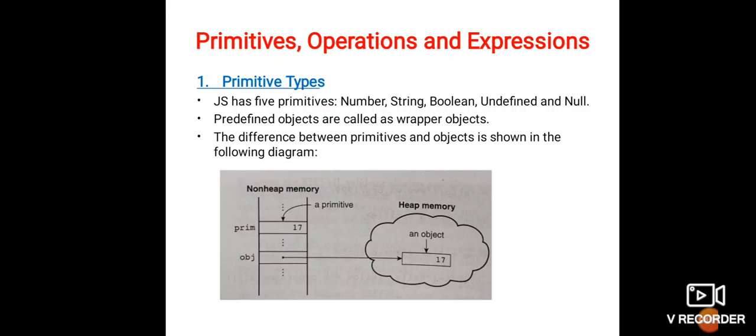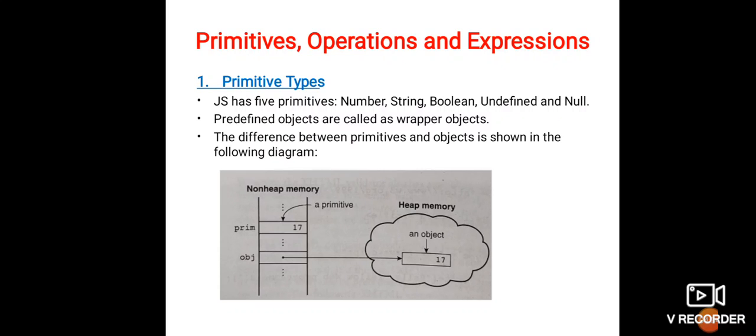JavaScript has 5 primitive types. Those are number, string, boolean, undefined and null. These are the total 5 primitive types of JavaScript. All primitive values have one of these types: number, string, boolean, undefined and null.